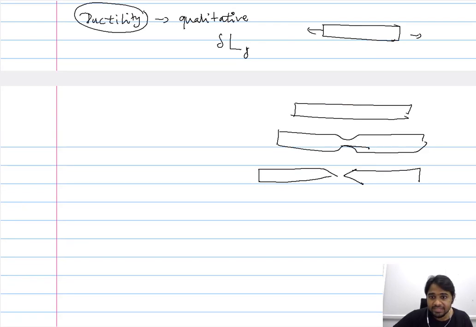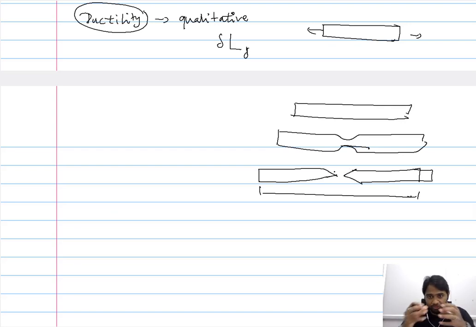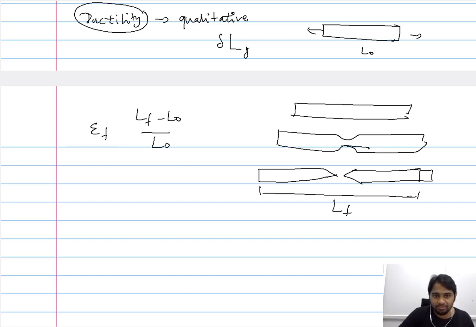Now, since ductility is defined as the ability of the material to withstand plastic deformation before it fails, it can be quantified by calculating the dimension of the material before it fails, or even after it fails, we can put it together and calculate a dimension. So let this be LF, and let this be L0. So the ductility is nothing but (LF minus L0) divided by L0. So it is the strain after the material has failed.